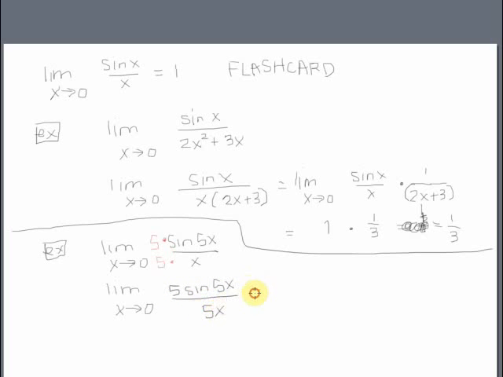Well, we can separate this out as well, so that we have the limit as x approaches 0 of 5 over 1 times the sine of 5x over 5x. Well, from our limits, we know that this equals 1, and the limit as x approaches 0 of 5 is 5. So we get 5 times 1. So the limit would equal 5.